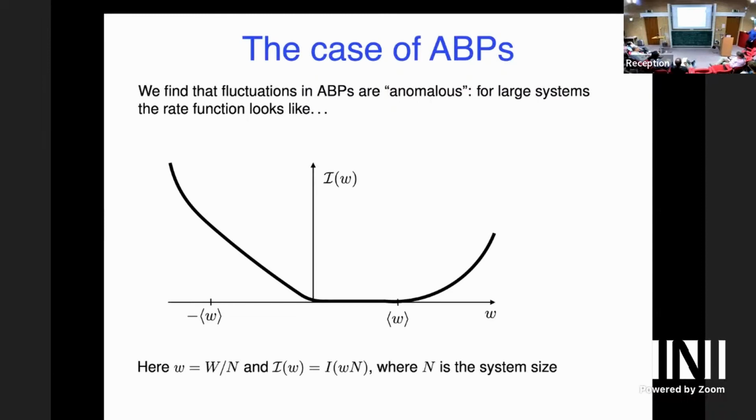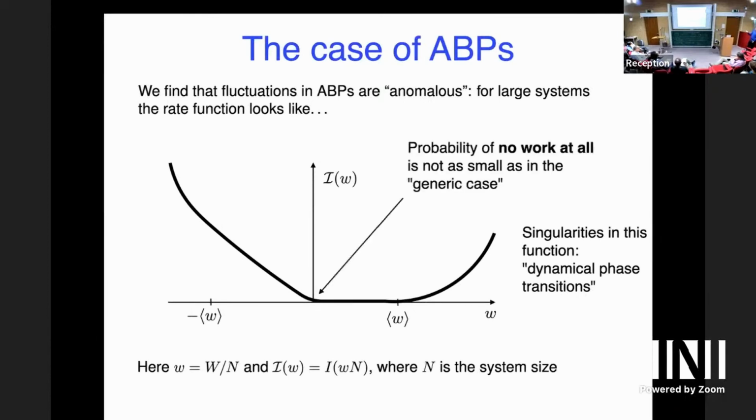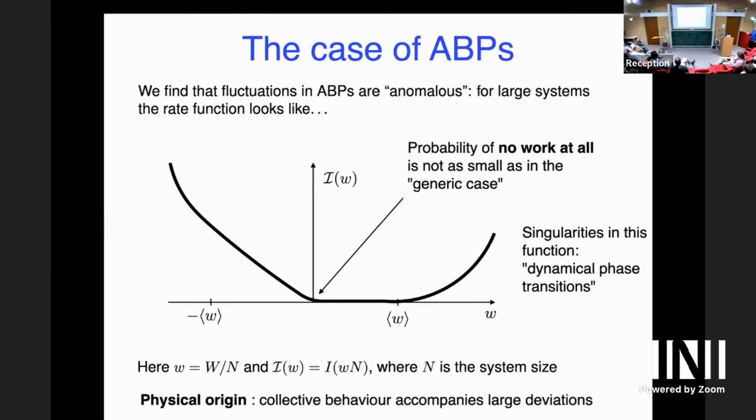So if I look at this graph as compared to what I said was the typical generic shape, there are 2 things you notice. First of all, there are some singularities, there are some kinks, and they are phase transitions. And second of all, the probability that no work happens at all is much less small. So large rate function means small probability. So the probability of no work at all is not as unlikely as you would have thought. But the system has a mechanism to not dissipate very much. And the reason for this funny shape and kink and everything is that there's some collective behavior that's happening in large deviations. And I'm just going to show you what it is, and then I'm going to stop.